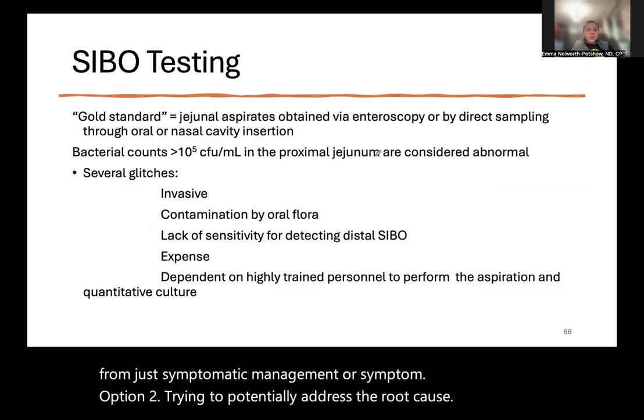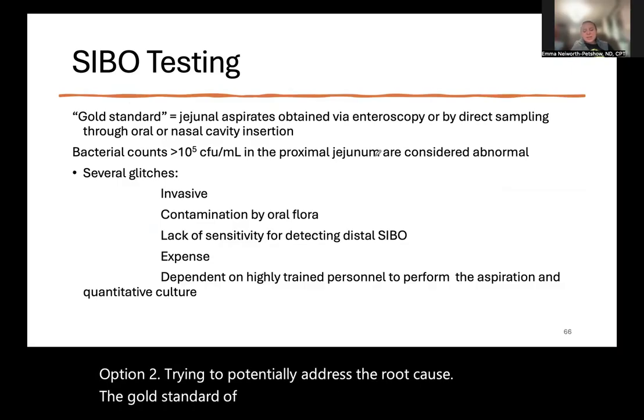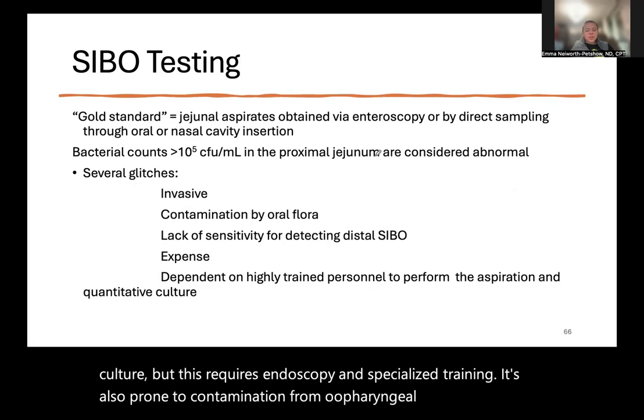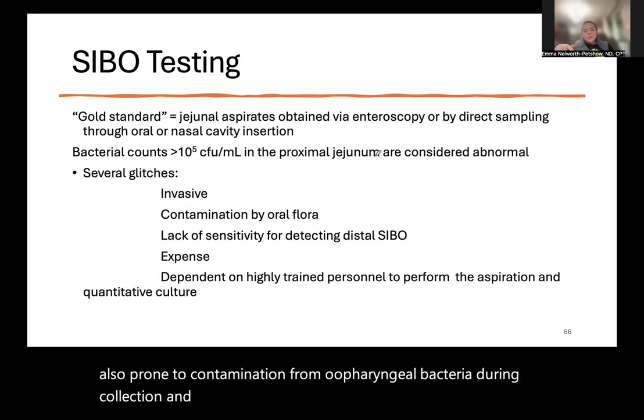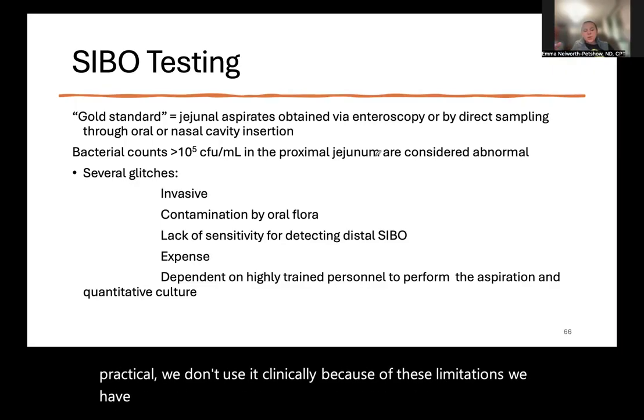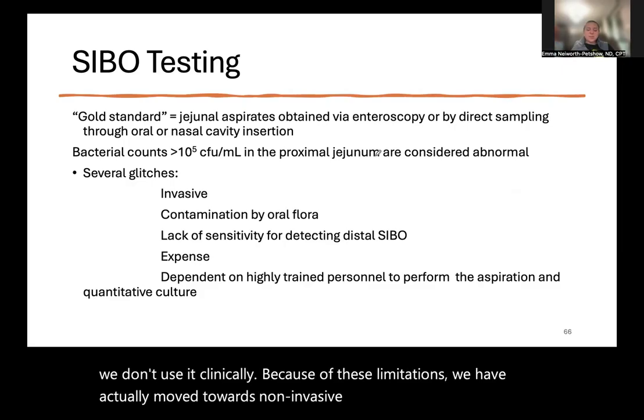The gold standard of SIBO testing is jejunal aspirate and culture, but this requires endoscopy and specialized training. It's also prone to contamination from oropharyngeal bacteria during collection, and since it's invasive, expensive, and really not practical, we don't use it clinically. Because of these limitations, we have actually moved towards non-invasive breath testing as the primary method in outpatient settings.